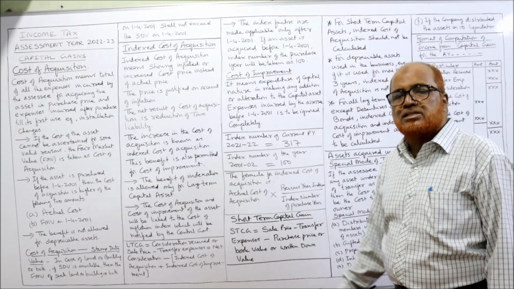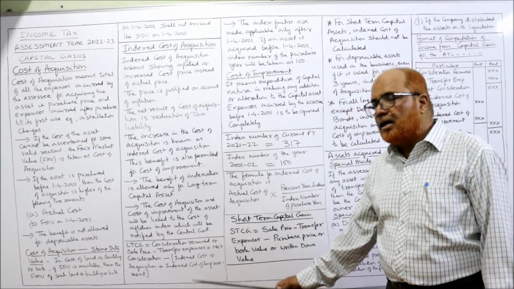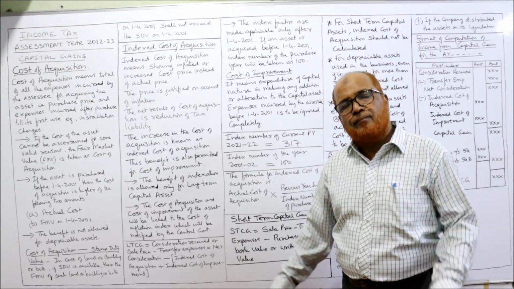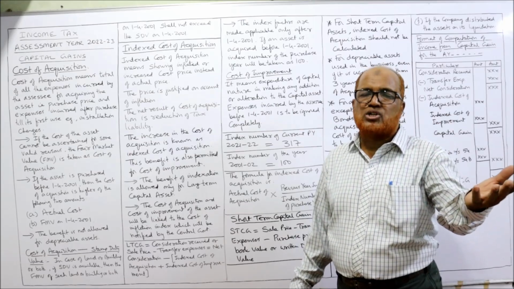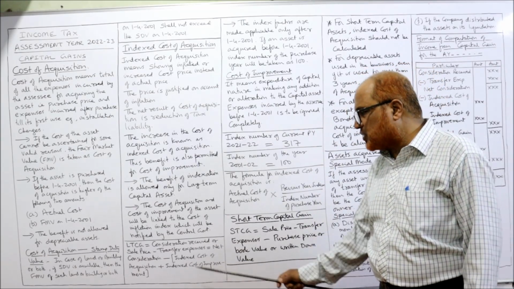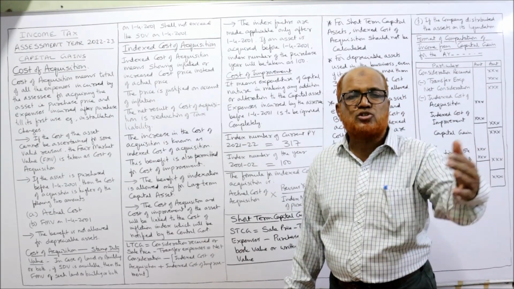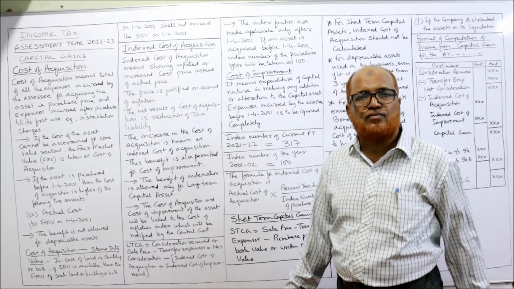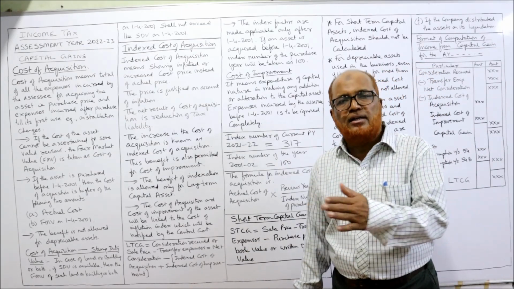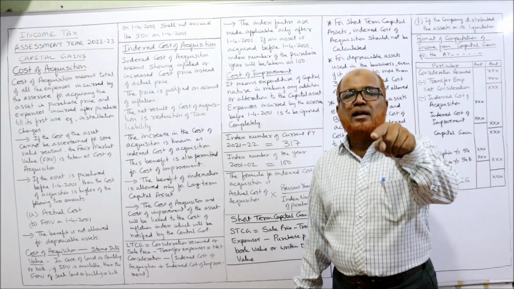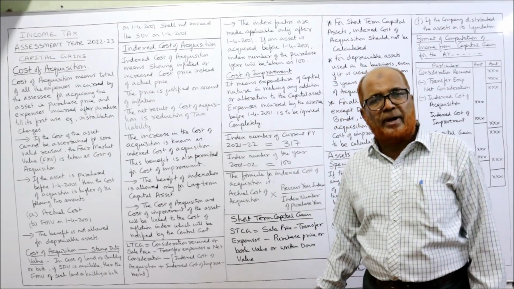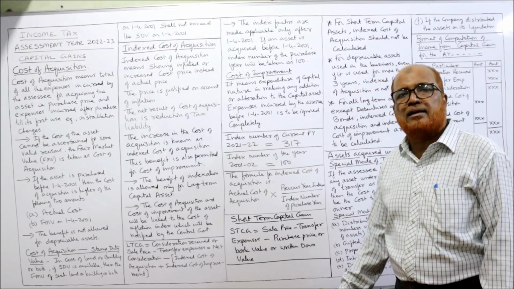Now, LTCG, how to calculate long-term capital gain? Consideration received or sale price. Both mean the same. We can call it consideration received or we can call it sale price. From that, deduct the transfer expenses. If any selling expenses are incurred, deduct them from consideration. We will get the net consideration. From net consideration, deduct two items: indexed cost of acquisition and indexed cost of improvement. Then we'll get capital gain, LTCG.